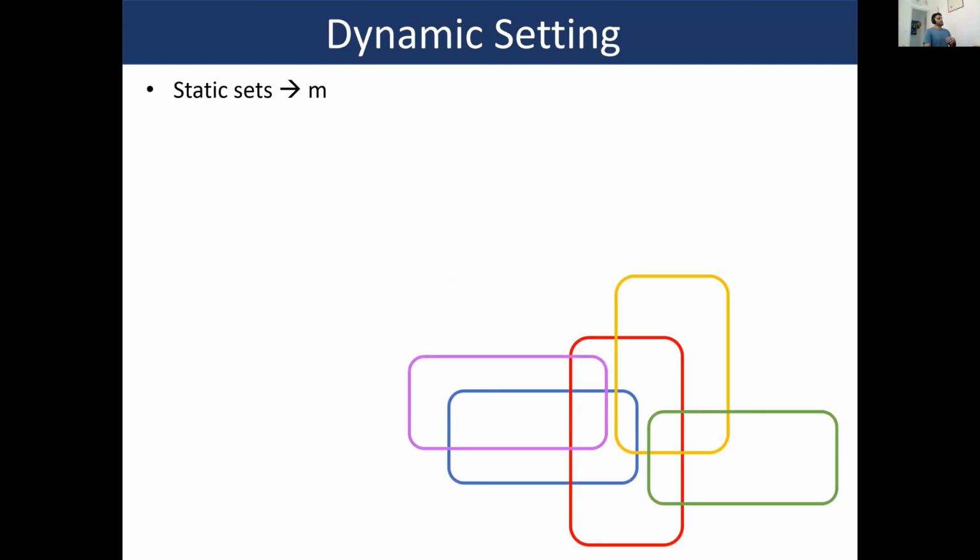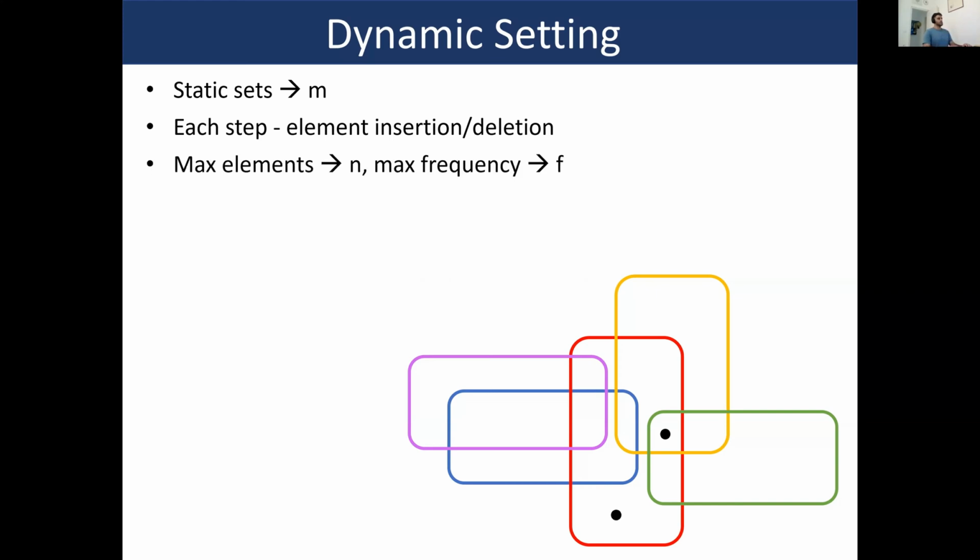And in the dynamic setting, our sets will still be static. So we have m static sets. These are the colored rectangles here. And in each update step now, we'll have an element insertion or deletion. Throughout this update sequence, the maximum number of elements is going to be n, and the maximum frequency is going to be f.